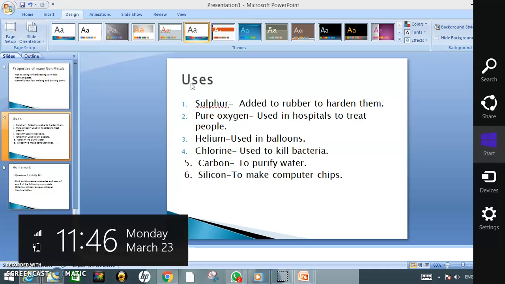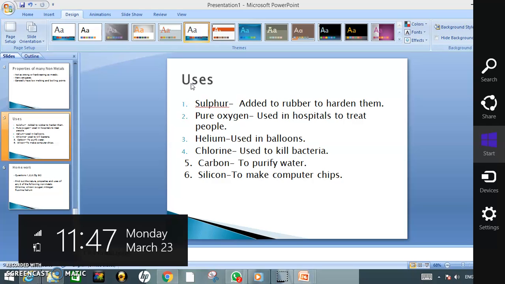The next nonmetal is pure oxygen. Pure oxygen is used in hospitals to treat people who have respiratory problems. One of them could be asthma, or it could be COPD. COPD generally happens for smokers, and that is chronic obstructive pulmonary disease. Pulmonary means lungs, right? The lungs of smokers, as you know, become non-spongy because the tar and the nicotine accumulate in the lungs. The lungs are supposed to be very spongy, but this is dampened because the person is smoking. So for such people, they use pure oxygen to treat them.